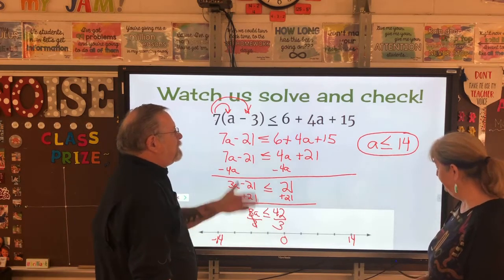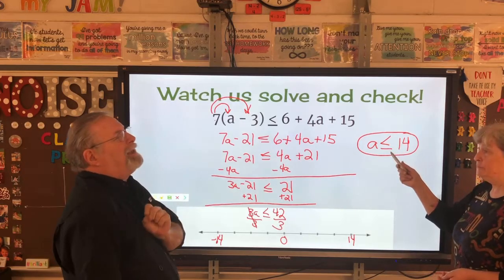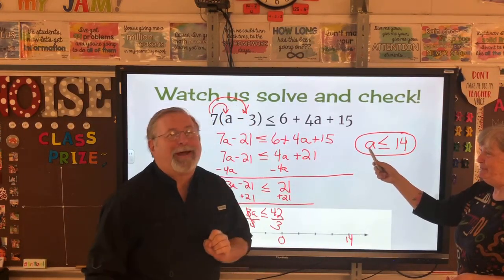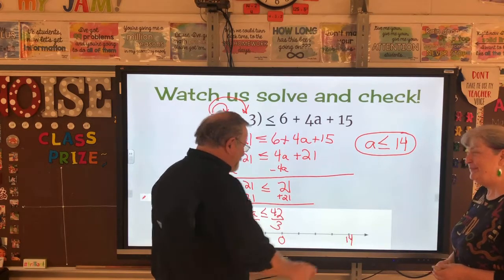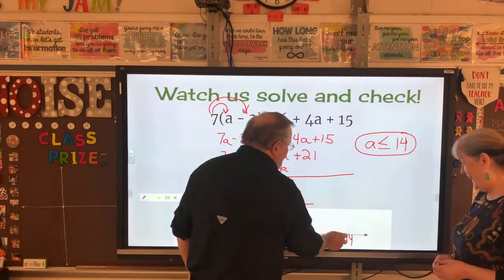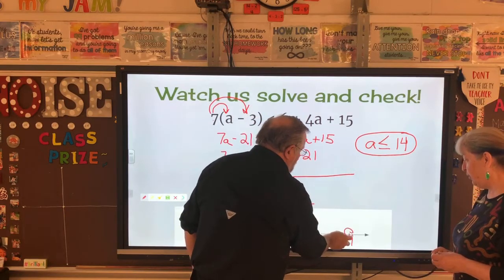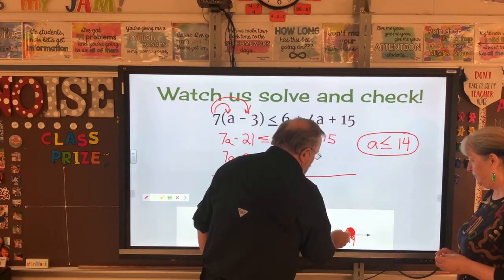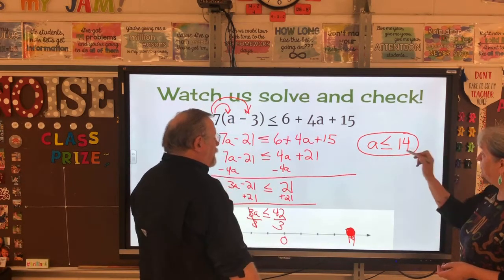Okay, so now I have a is less than or equal to 14, and a is on the left side, the correct side. So I'm going to put a solid circle right here at 14. Wow, that's a big solid circle. It's okay. Okay, and look, I get to go this way.